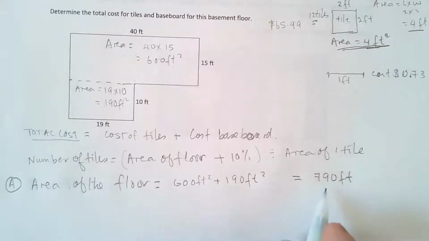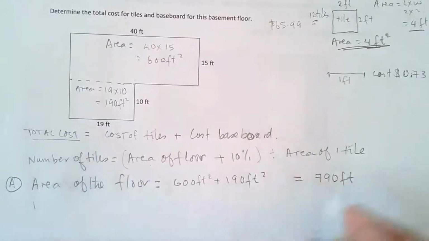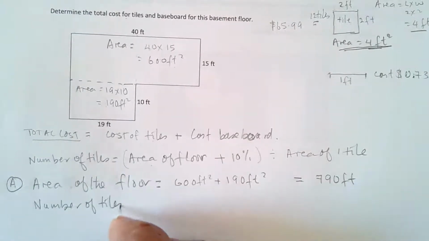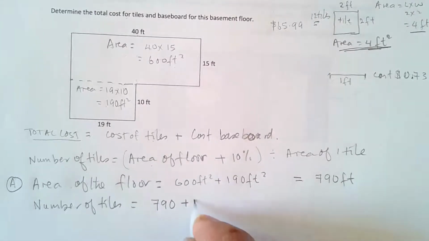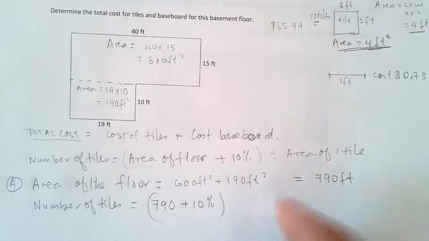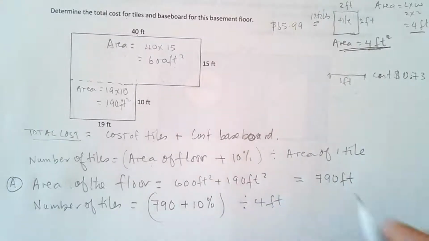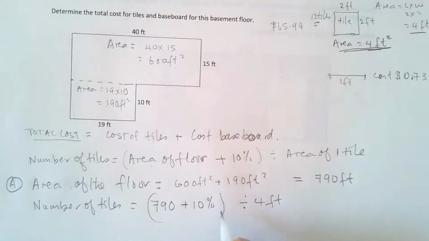Okay, so that's our area. Now we need to add 10% to this area. So the number of tiles is equal to 790 plus 10%, and we will divide that by 4 square feet, which is the area of one tile.